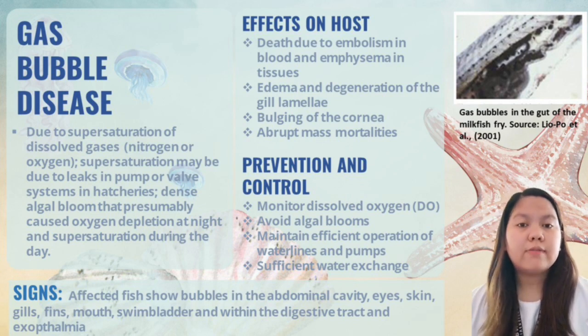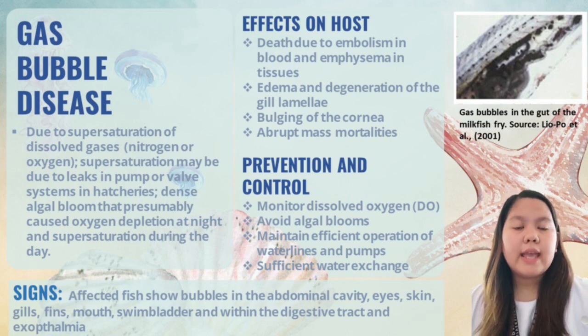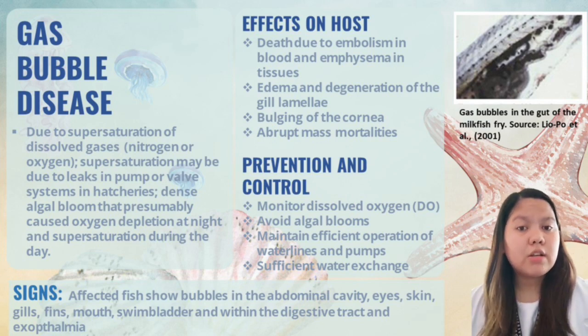First, we have death. Death is due to embolism in blood and emphysema in tissues. Next, we have edema and degeneration of the gill lamellae. And also we have bulging of the cornea and abrupt mass mortalities.